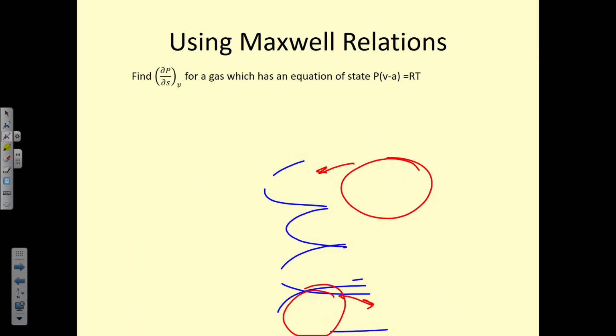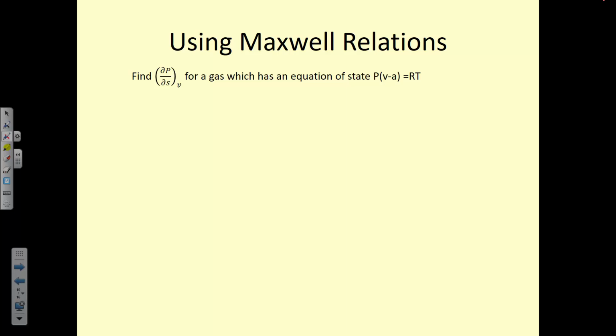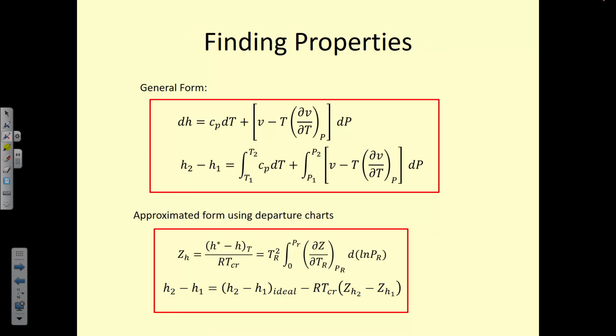There's an example that you can do on your own. The solution's also on the sheet. Make sure that you can do this example and you understand how it works. The other thing I want you to focus on is being able to find properties, such as a change in enthalpy using this equation, maybe, but not necessarily. But understanding and knowing how to use the departure charts is a key component of what you should be able to do for the exam.